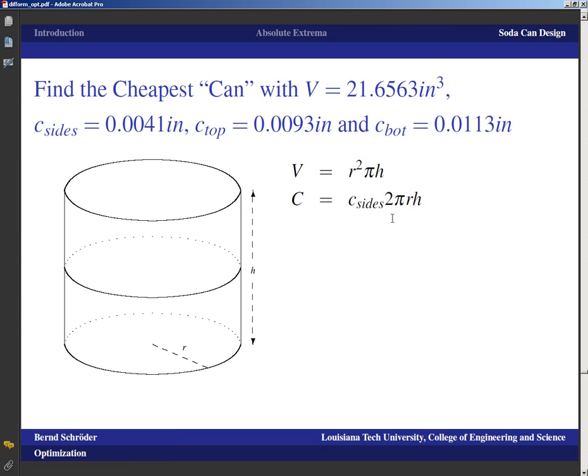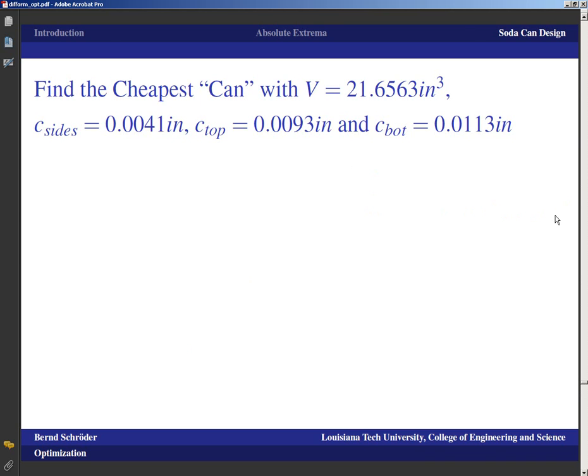Okay, so that's the cost for the sides, and then we have the cost of the top. Well, the top is, of course, a circle, so you get the cost of the top, or the thickness of the top, times r squared pi, plus the cost of the bottom times r squared pi also. Note that I'm not going to stick these numbers in; I'm just going to go with C sides, C top, and C bottom until the very end.